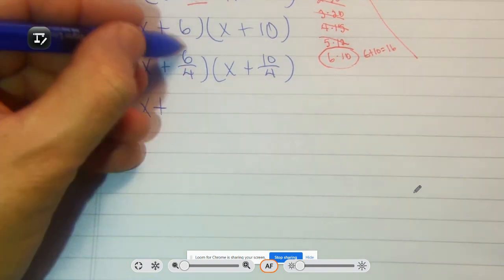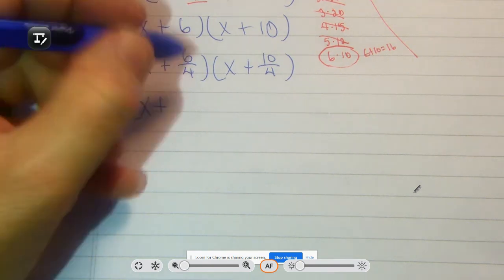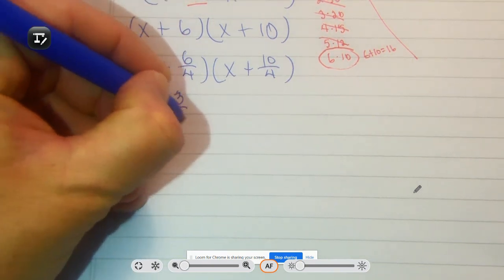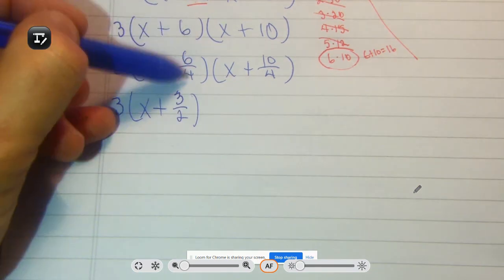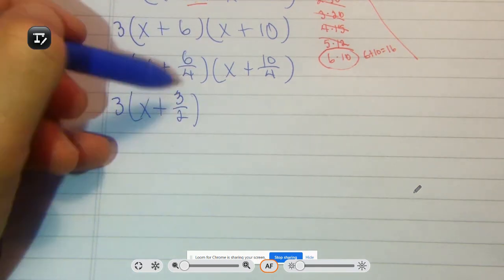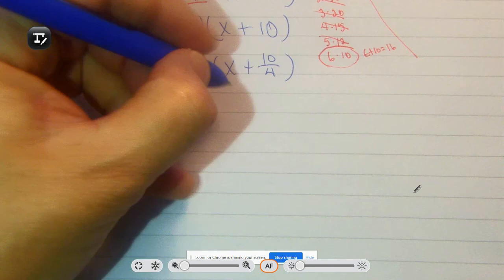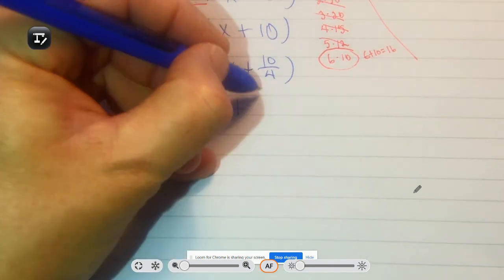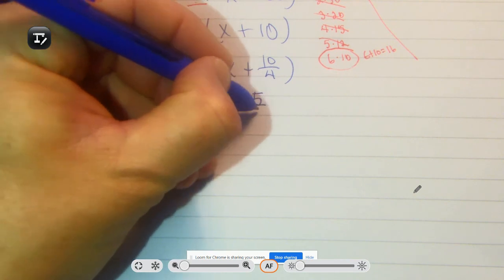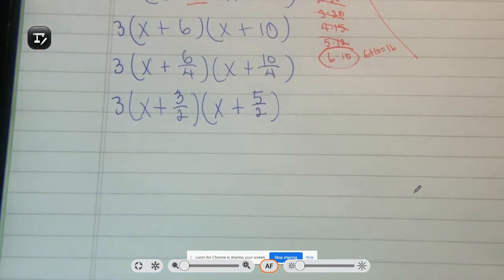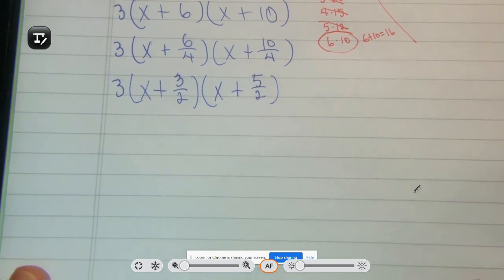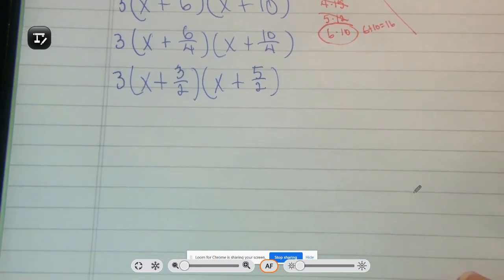If you can't remember how to reduce fractions, there are lots of ways to reduce them. TI-83 will reduce a fraction for you. But hopefully you can see both 6 and 4 divide by 2. And so that reduces to be 3 over 2. And also 10 and 4 will both divide by 2, which is 5 over 2. I have to make those reductions or this won't work. You'll end up with an answer that is not a correct factorization.